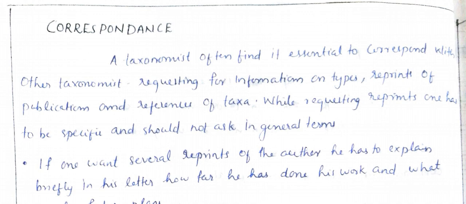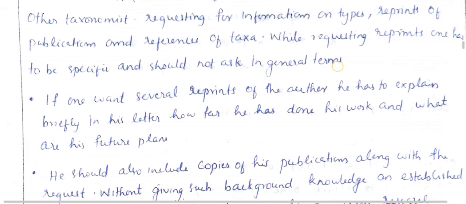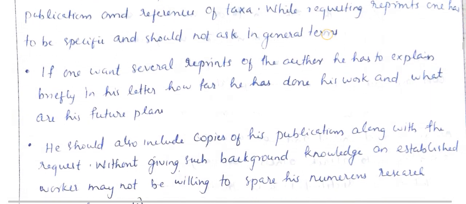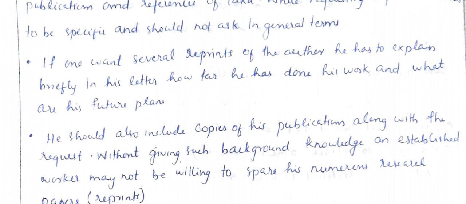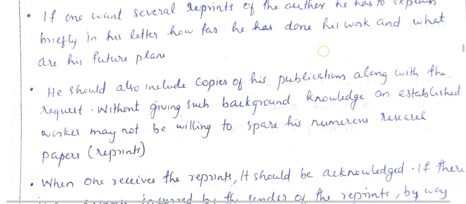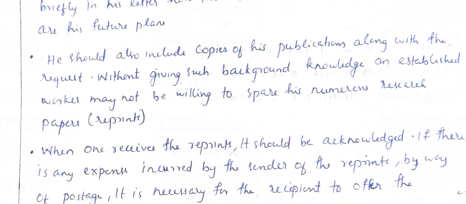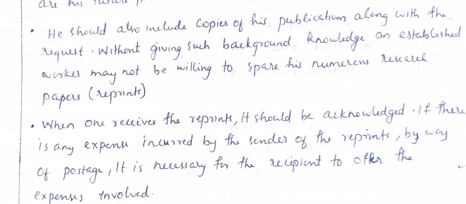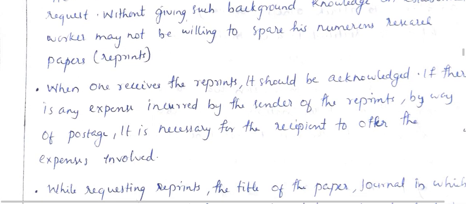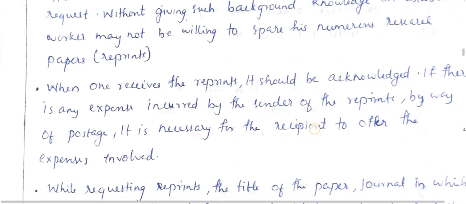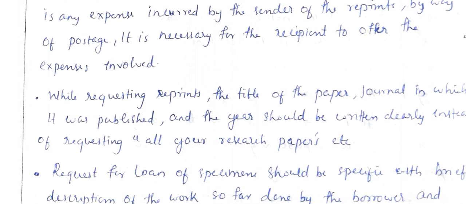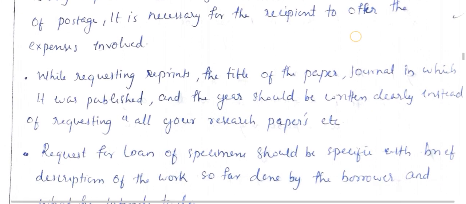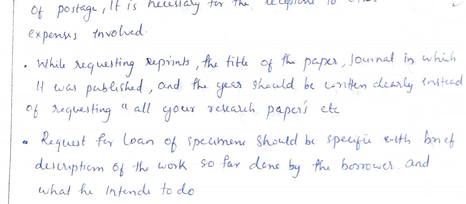While requesting reprints, one has to be specific and should not ask in general terms. If he wants several reprints of the author, he has to explain briefly how far he has done his work and what his future plans are. He should also include copies of his publication along with the request. When one receives the reprint, it should be acknowledged. While requesting a reprint, the title of the paper, the journal in which it was published, and the year should be written.